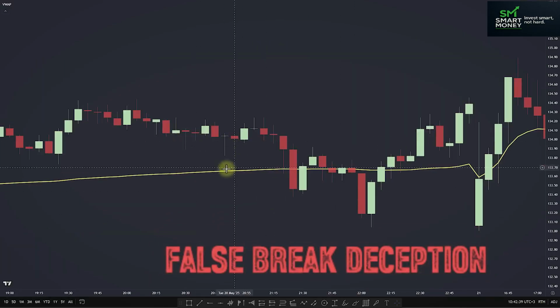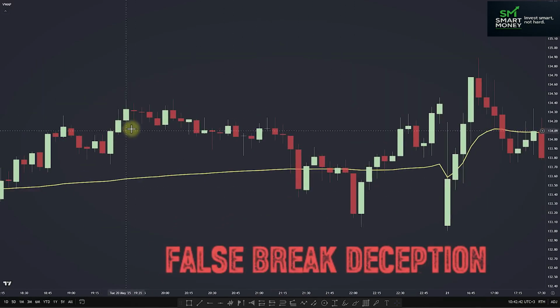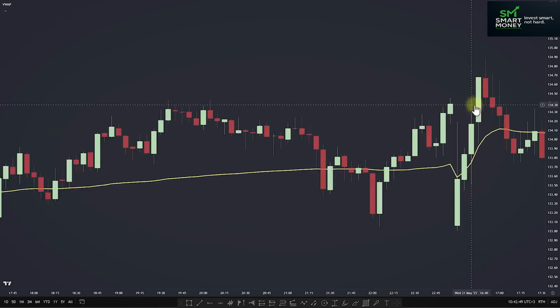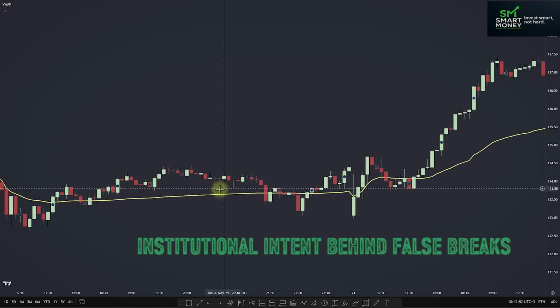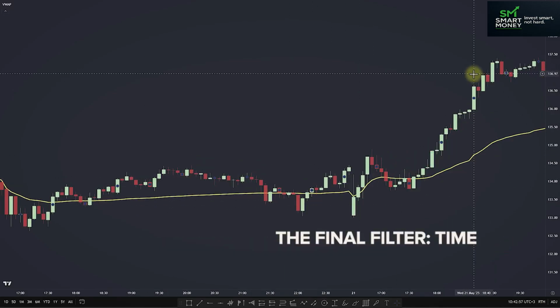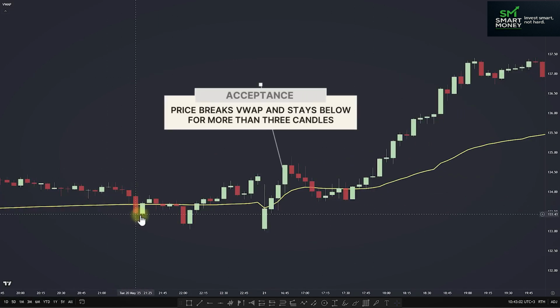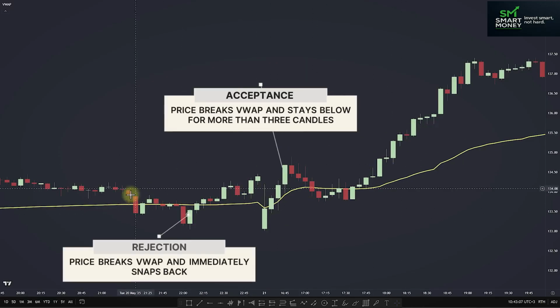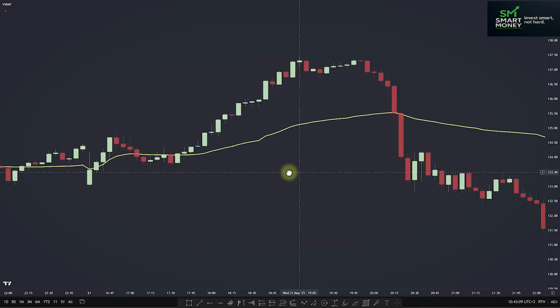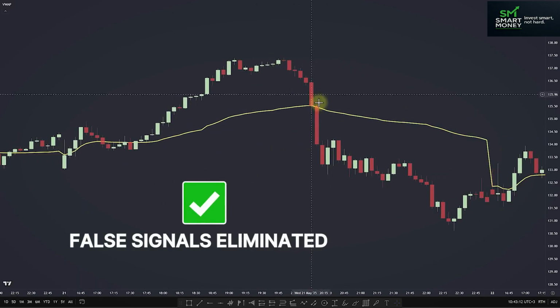Here's the false break trap that gets everyone. Price breaks below VWAP by a few candles, triggers all the stops, then immediately reverses back above. This isn't random. It's institutions grabbing liquidity before the real move higher. The difference between acceptance and rejection is time. If price breaks VWAP and stays below for more than 3 candles, it's accepted. If it immediately snaps back, it's rejected. This simple rule filters out 80% of false signals.